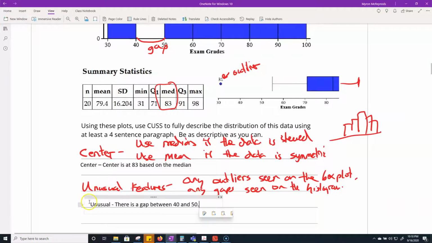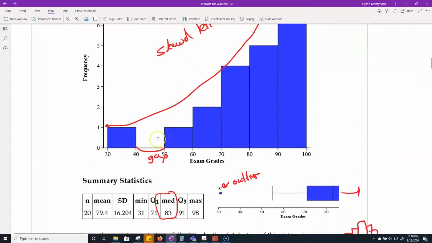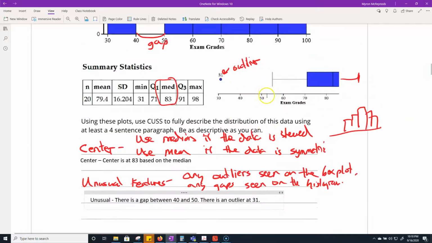So let me go ahead and write that. For unusual, there's a gap between 40 and 50. There is an outlier at 31. So this number is unusually smaller than all the other ones. And there it is on the histogram. You can kind of see the outlier too, but you can't tell that it's an outlier for sure until you see it on the box plot.